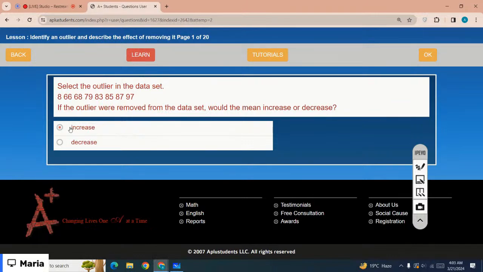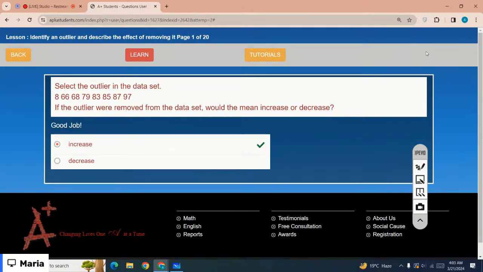If the outlier is the smallest number and you are removing the smallest number from the data, definitely the mean will increase, right? Because you removed a smaller number. And if the outlier is the greatest number, you are going to remove the greatest one. That means obviously the mean is decreased, right? So in this case, it is increased.